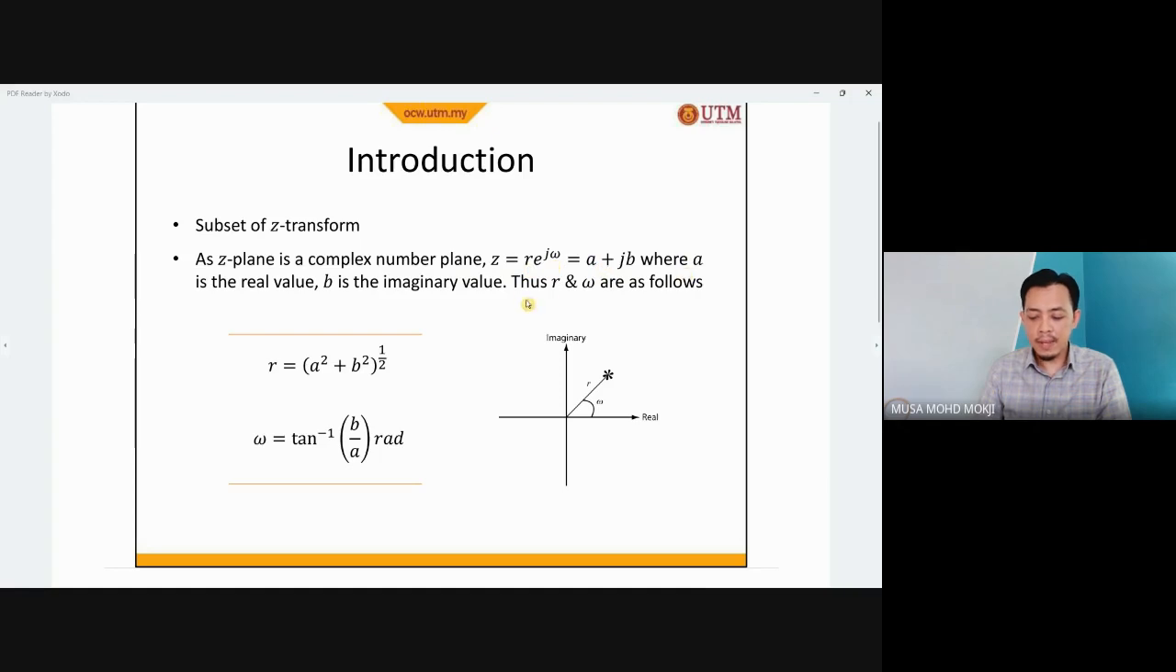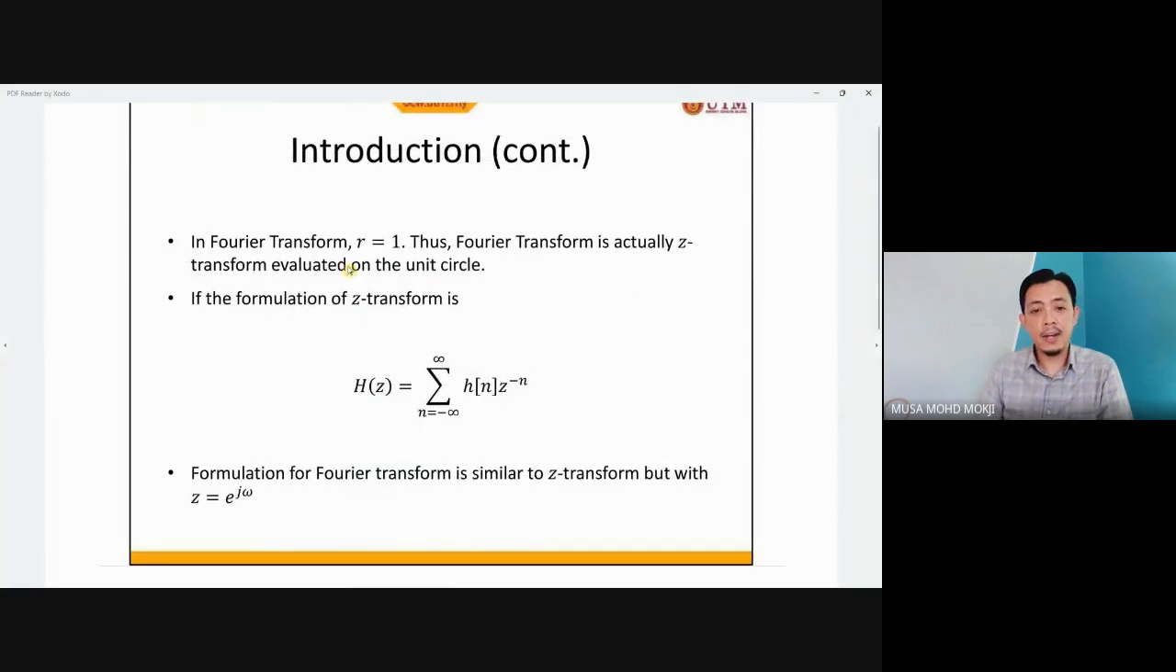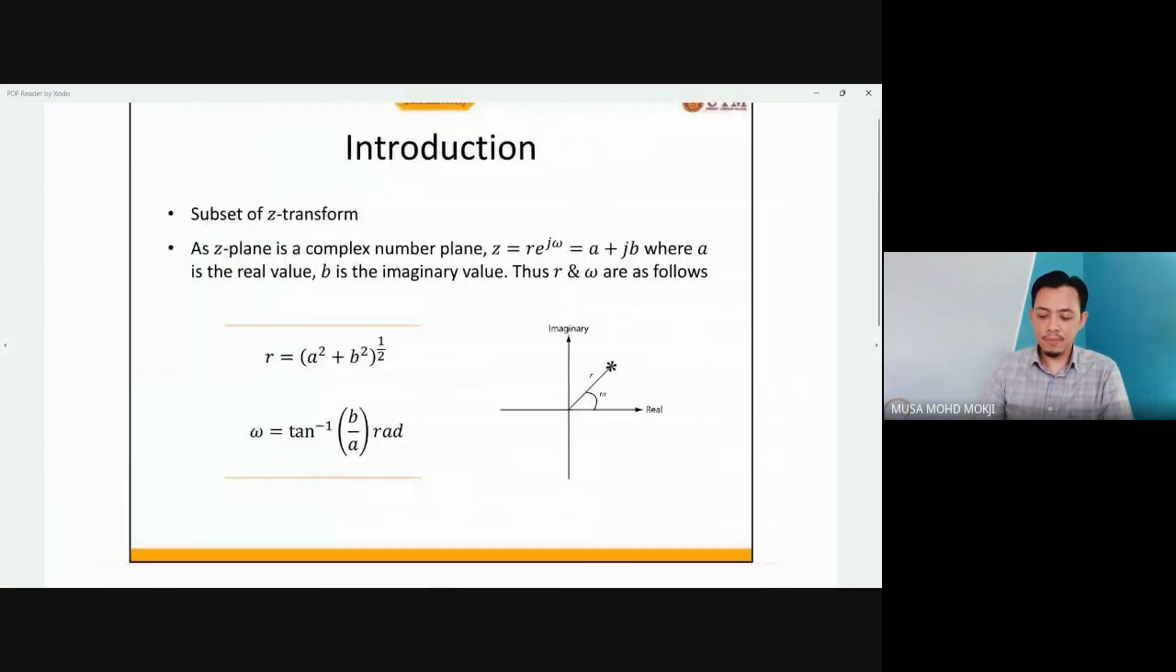And for the Fourier transform, what is the R? R is the radius. That R is actually equal to 1. So that's the only difference between a Z transform and a Fourier transform. So what is the Fourier transform? The Fourier transform is actually the Z transform when R equals 1. So what is Z? Z is R e^{jω} because Z is a complex value. Now we just change R equals 1, so what's left is e^{jω}.